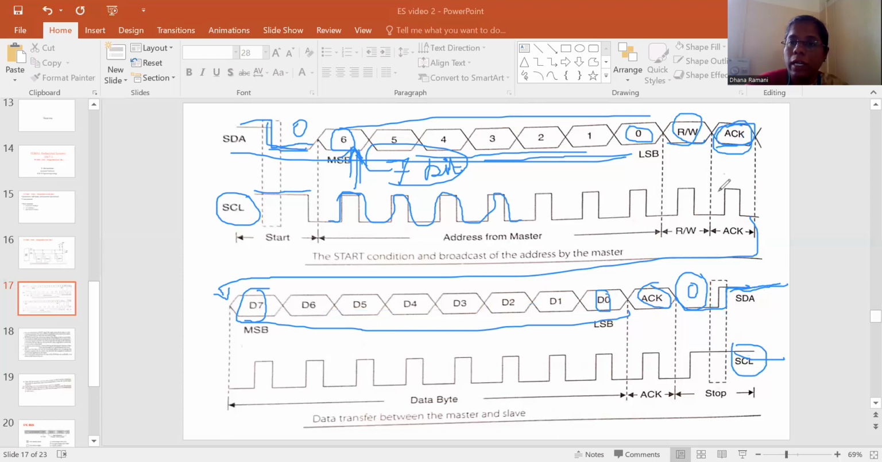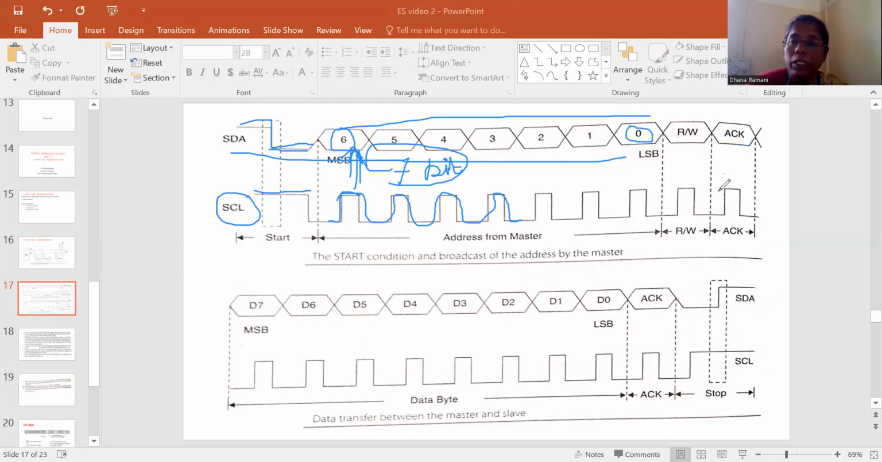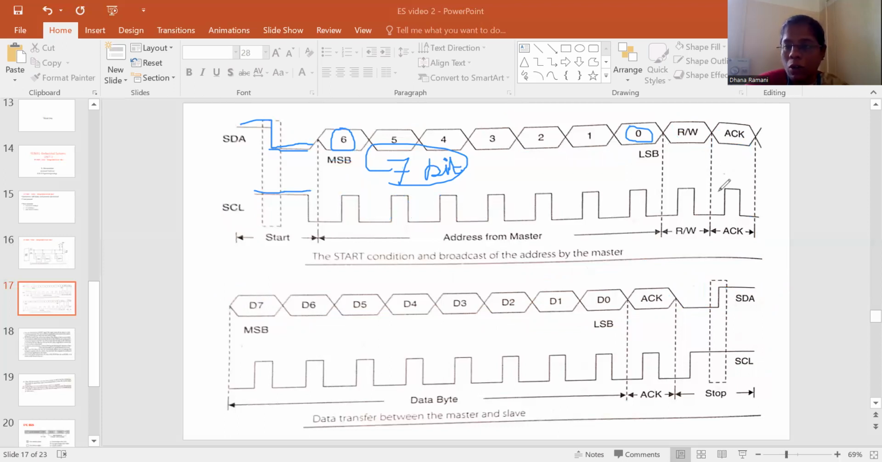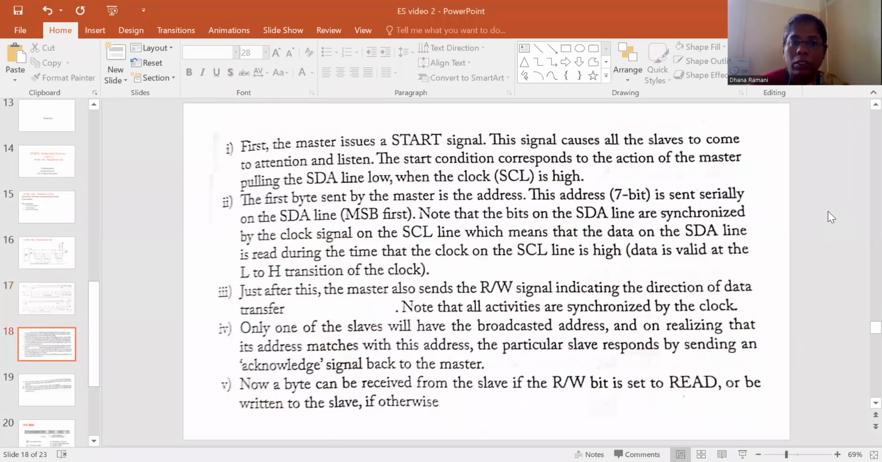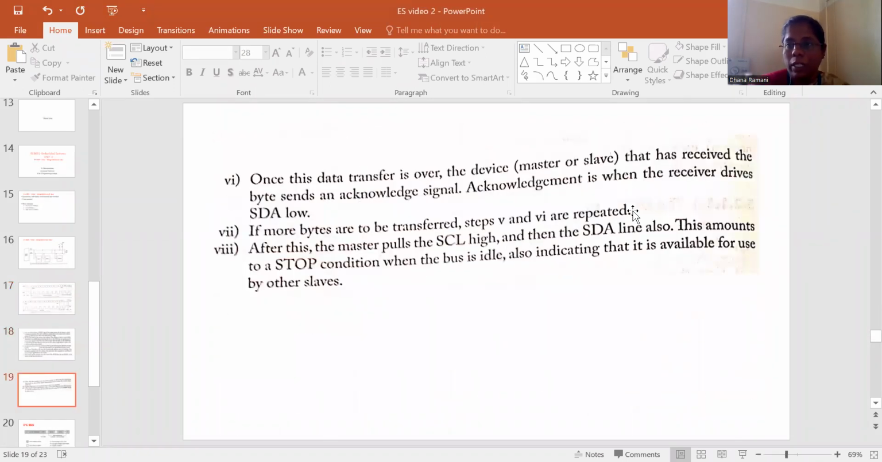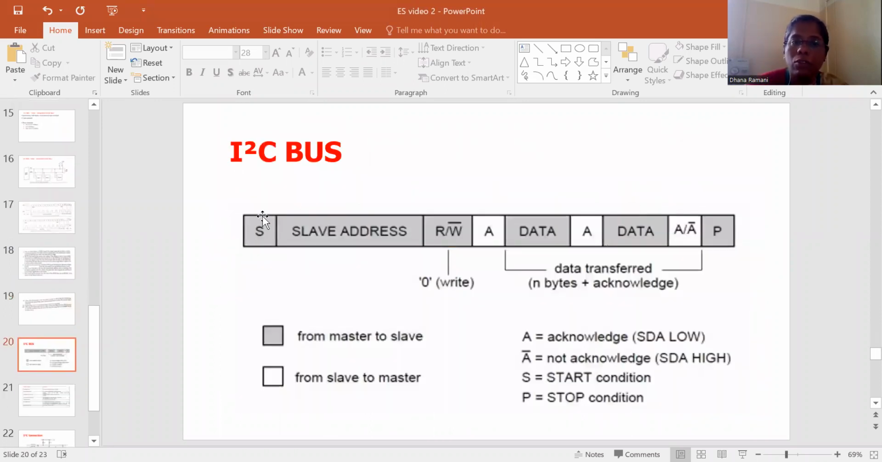So here you can see that this is how it is communicating: a single master communicating with n number of slave devices. Right. So these are the steps in which it is communicating, that is what we discussed earlier. So you can see that: start condition, then the slave address will be sent, then read or write.